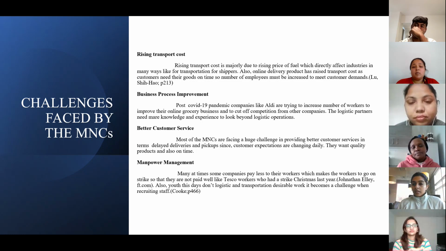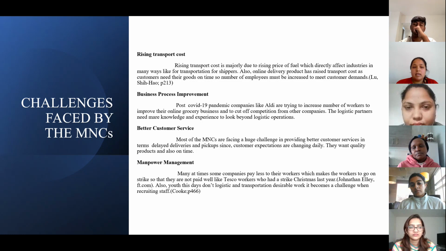Many times, some companies pay less to their workers, which makes workers go on strike, like Tesco workers who had a strike over the last year at Christmas. And this was a big challenge for the company because it stops running at a point.